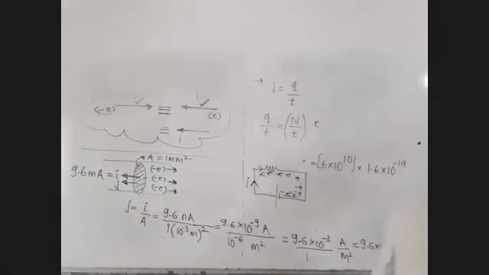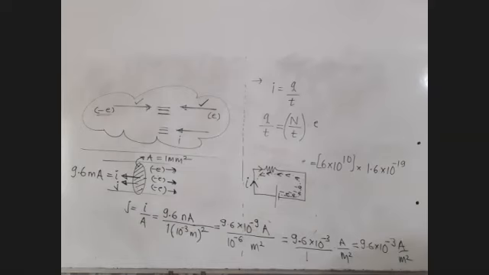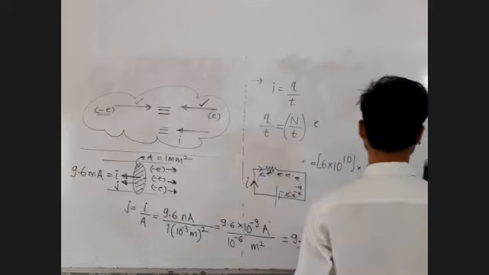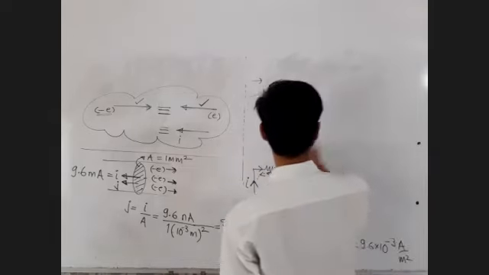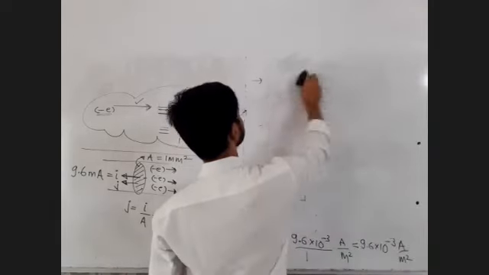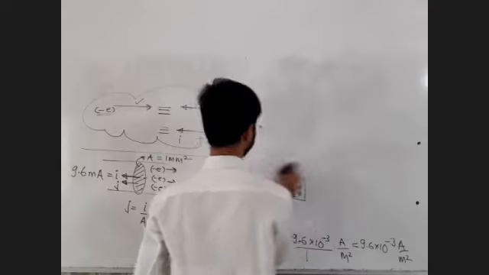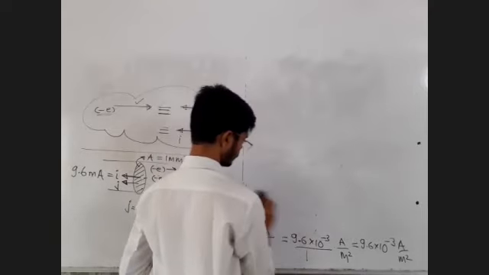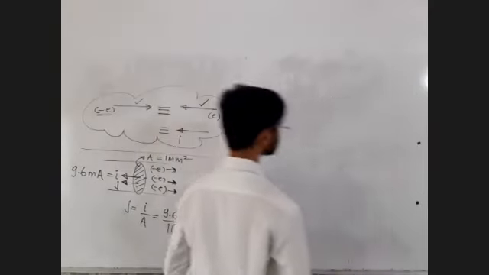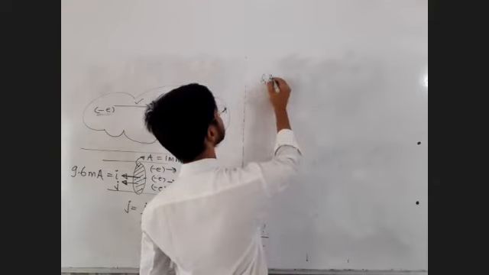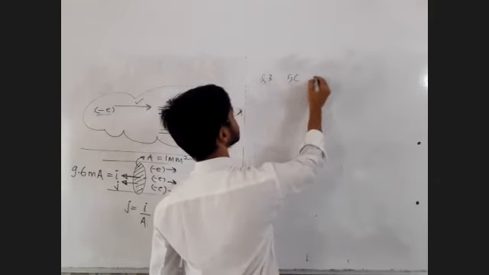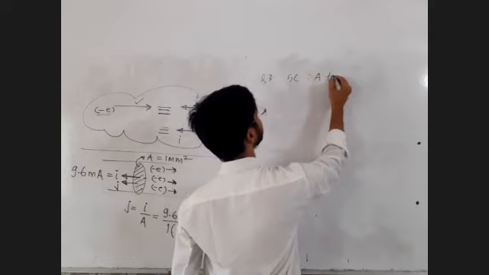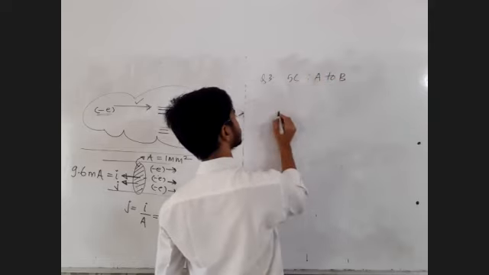All right. Now let us try to solve one more question. Question number 3. The 5 coulomb charge flows from A to B in 5 seconds. Find the direction of current. Okay. What is that? A simple question is that. Let's see what they try to ask. Five coulomb charge flows from A to B. Now this is a positive charge.